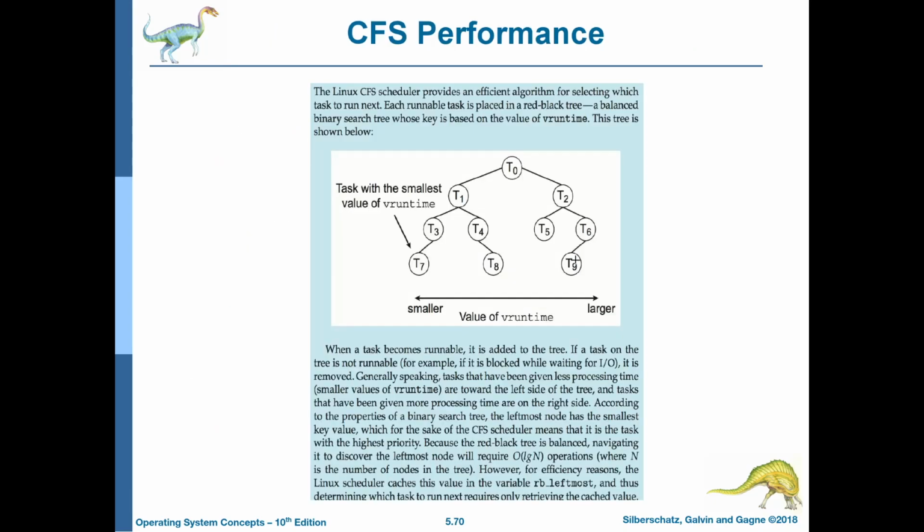Here's an example of that binary tree where we have the task with the smallest virtual runtime way down here on the left side of this balanced tree. It is a smaller value, and there would be a pointer to this particular node so that it can be picked very quickly, making it more of an O(1) operation than simply doing the O(log n) search through the tree every single time.